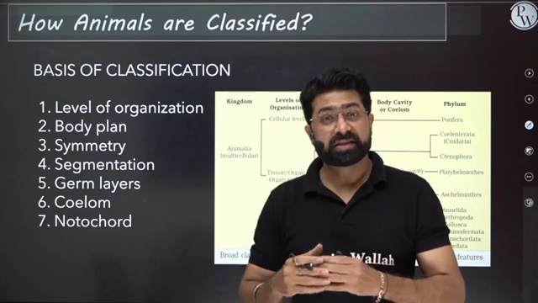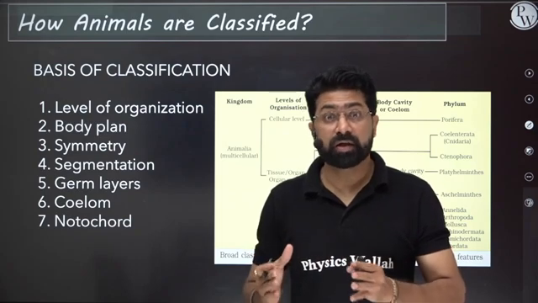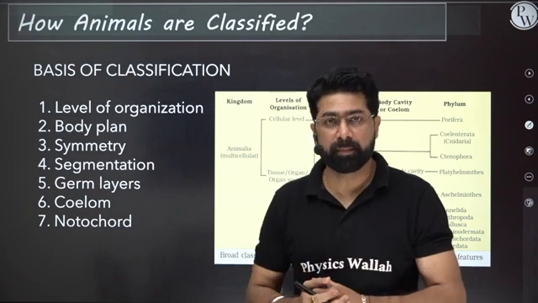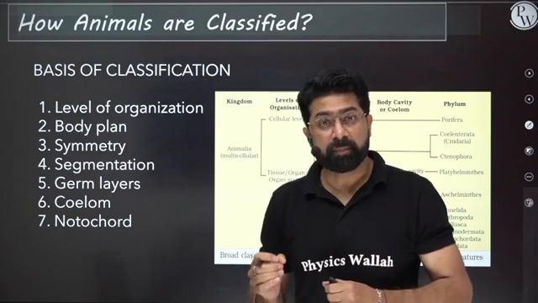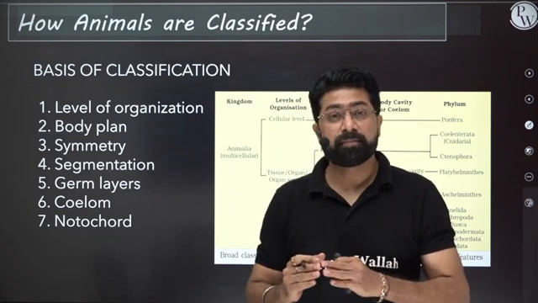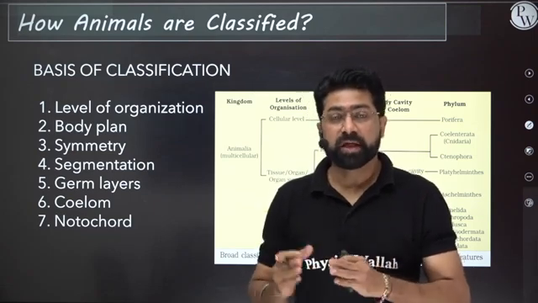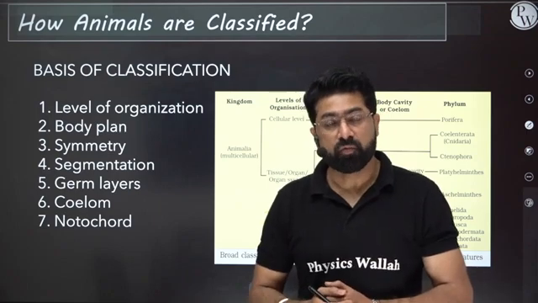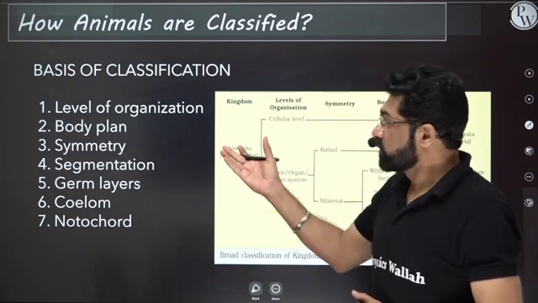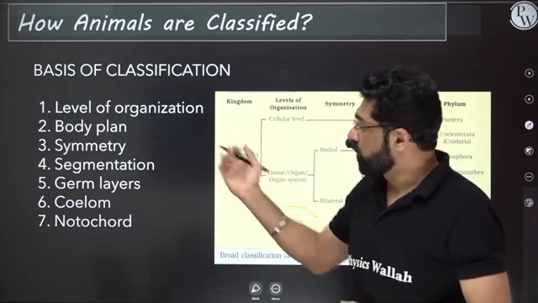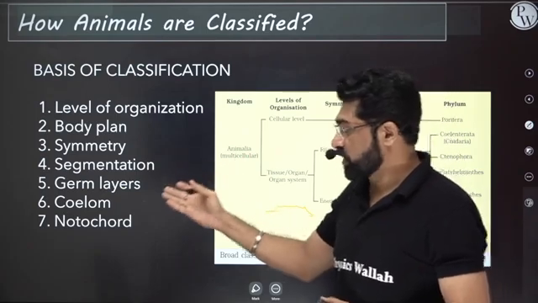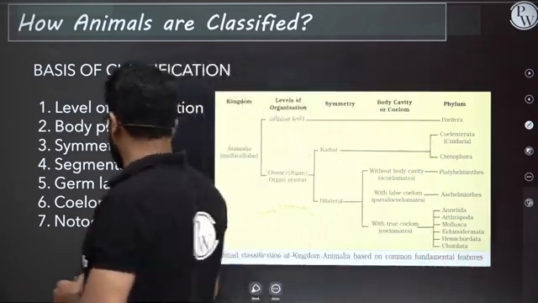Now, such a huge number of species, not the number of individuals, it's the number of species I'm talking about, has to be classified. So for that you should have some basic parameters to classify the organisms. What are those general features on which you can classify those organisms? A few are the level of organization, body plan, symmetry, segmentation, germ layers, coelom, and the notochord.